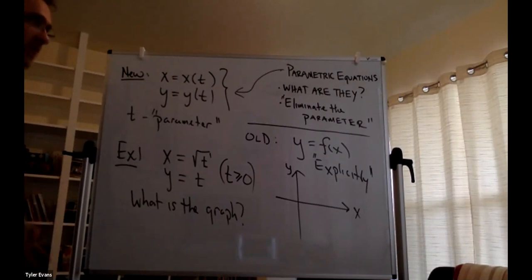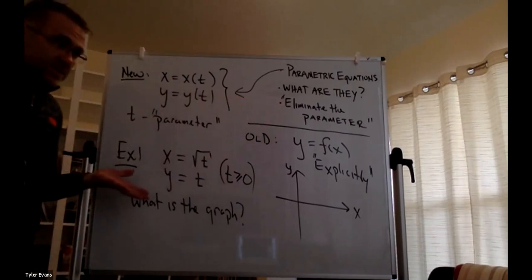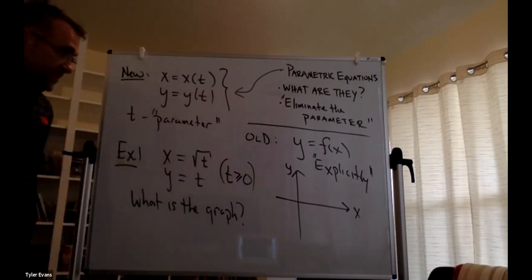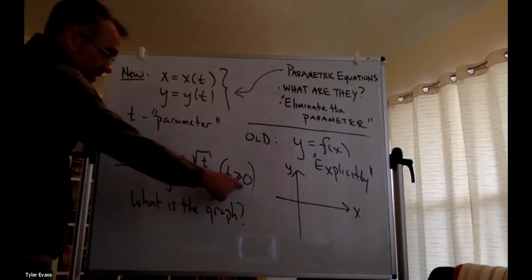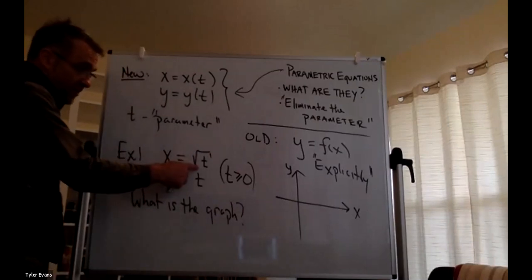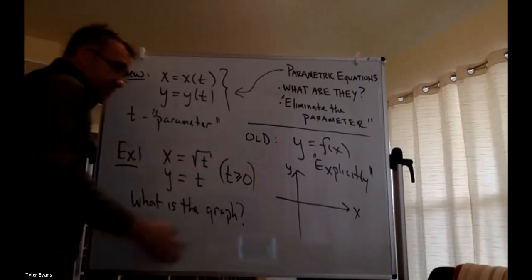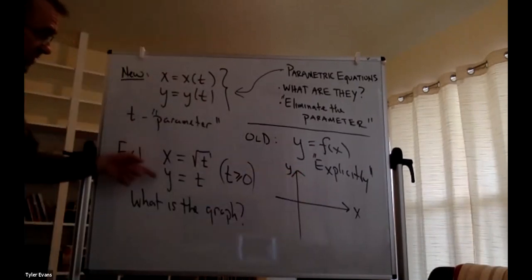Well, I want to show you an algebraic technique, this eliminate the parameter. But we can talk ourselves into what this graph looks like by just looking at the parametric equations. We specified that T is greater than or equal to 0, so Y will be greater than or equal to 0. The square root of a positive number is also positive. So the graph is going to be in the first quadrant. X and Y are both positive.